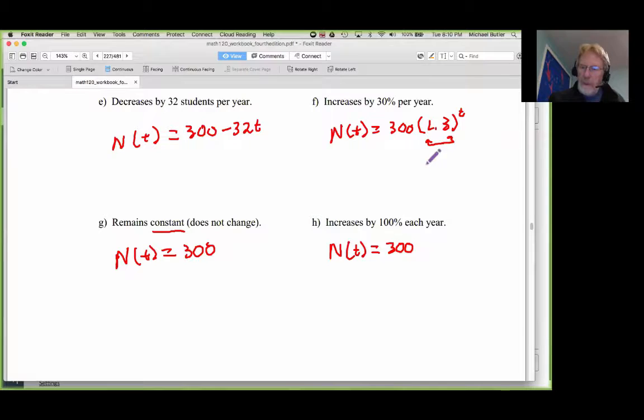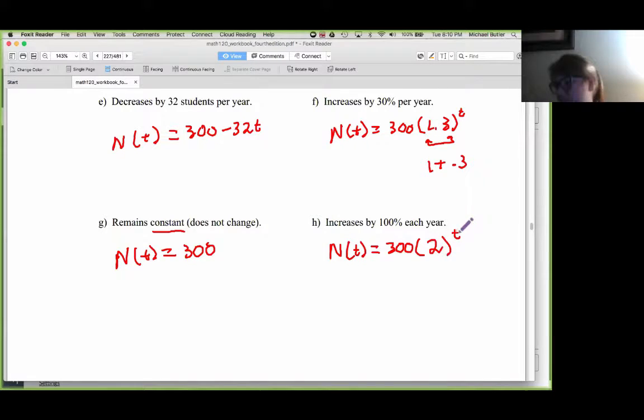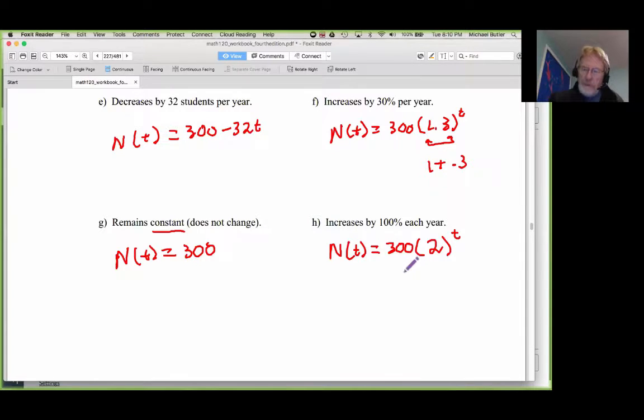But to get that, what did you do? You took 1 plus 0.3, right? Right. Okay. So if it's going to go up by 100%, then it's going to be what? 1 plus 1. It's going to be 2. Right? That makes sense. Because you know it's an increase, so you're going to add that to 1, and 100% is 1, right? So that's going to be 1 plus 1, so it's going to be 2. Right.